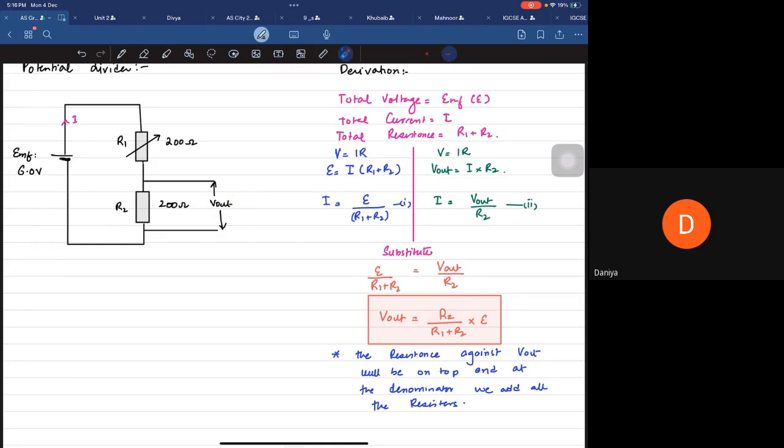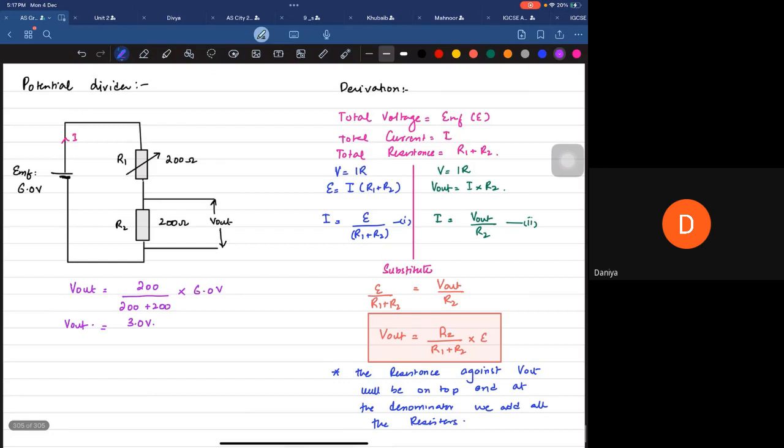Now, using this formula, it's pretty easy. You don't need to find current or anything. If I want to find V out, obviously I need R2 on top, so I'm going to put 200, and then 200 plus 200, both of them added together, times the total voltage, which gives us exactly 3 volts. So it's basically the resistance is half and half, so they will just divide it equally. Is it clear, everyone? Any questions here? Yes. No. Good. So you can write this down, please, and then we'll look at a question.